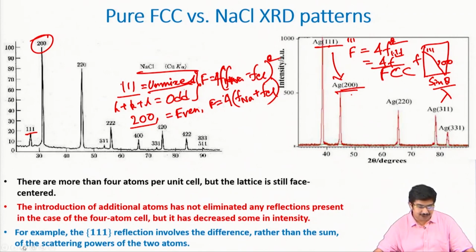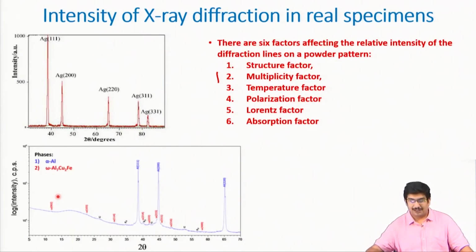But for that, the first thing we will see is the intensity of a real X-ray diffraction specimen. This is a normal FCC structure, where the 111 plane should have the highest intensity. I am not even considering NaCl or any complex crystal structure, just a pure and simple single-element FCC structure. So, 111 should be the highest peak, 200 should be the next highest peak, and so on and so forth.